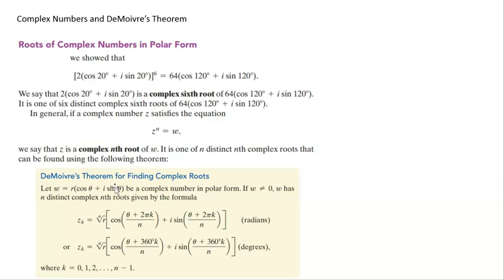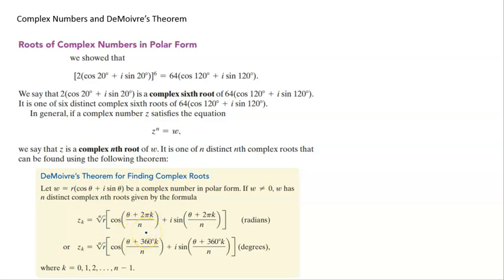Okay, so notice one's in radians, one's in degrees. It's the same exact formula. So you take the nth root of the modulus. Okay, so notice that's in front. And then you do cosine of your angle plus 2 pi k. Now your k is what root you're dealing with. You're either dealing with the 0 root, the first, second, third, fourth. n is the nth root.